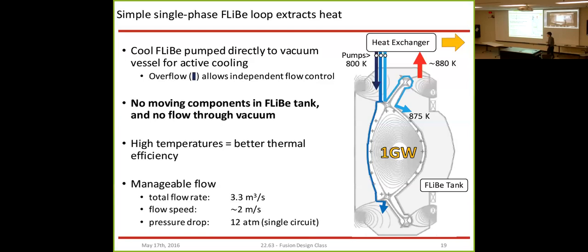And finally, we have very manageable flow parameters. The total flow rate is 3.3 cubic meters per second. Flow speeds are about 2 meters per second through the entire system. And the entire pressure drop through the system is only 12 atmospheres.